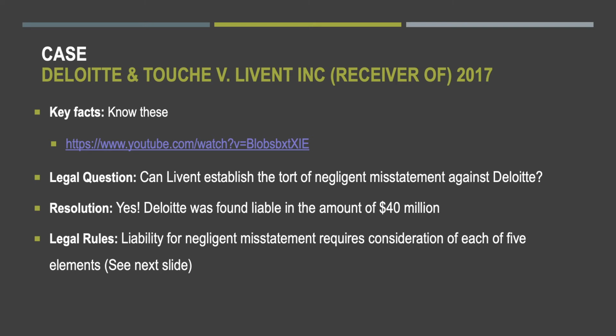Livent sued Deloitte in tort and in contract. So there's a lot going on here. The legal question is, can Livent establish the tort of negligent misstatement against Deloitte? The resolution was yes, Deloitte was found liable in the amount of $40 million. The trial judge held that Deloitte owed a duty of care to provide accurate information to Livent's shareholders. He said that Deloitte failed to meet the standard of care under this duty, either when it failed to discover the fraud and act on that discovery in August 1997, or when it signed off on Livent's 1997 financial statements.